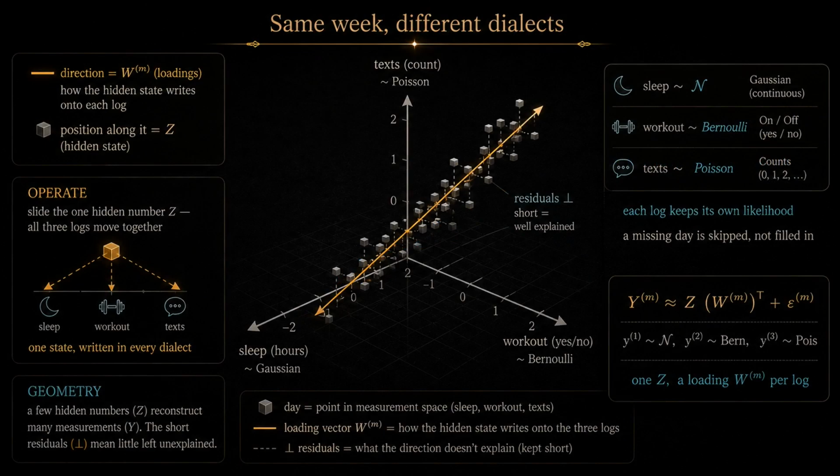But the logs aren't even the same kind of measurement, so each keeps its own likelihood, its own rule for what a data point looks like. Sleep hours are Gaussian, a bell curve. Worked out or not is Bernoulli, a coin flip. Text counts are Poisson, counts of events. And if a value is missing a day, the phone was off, it's simply skipped, not made up.